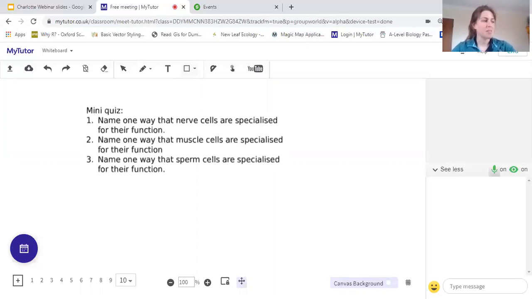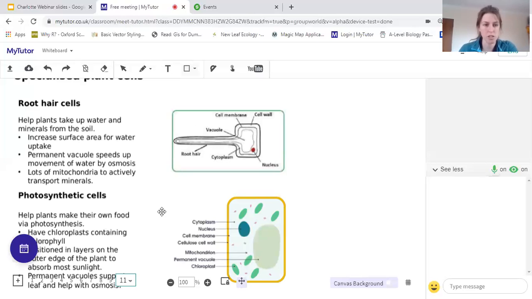Why does a sperm cell have a tail and not a flagellum? There's slightly different structures. Okay, fab. Last bit now, before we move on to do some questions.